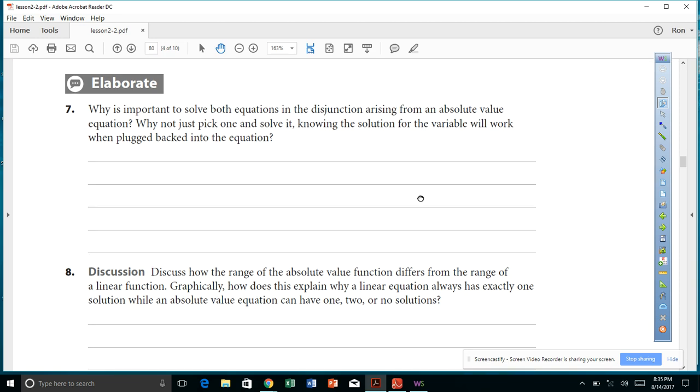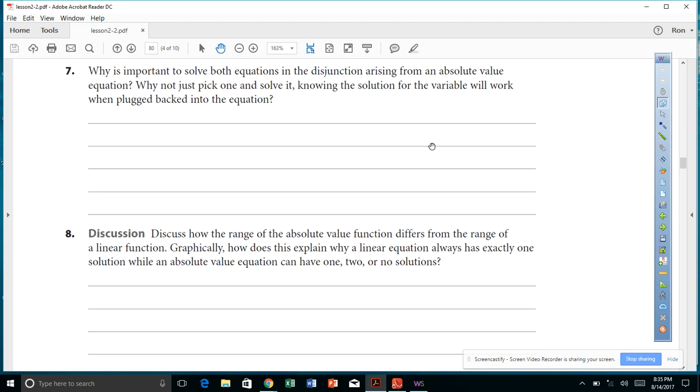Number 7. Elaborate. Why is it important to solve both equations in the disjunction arising from an absolute value equation? The solution to a mathematical equation is not simply any value of the variable that makes the equation true. So why not just pick one and solve it, knowing the solution for the variable will work when plugged back in the equation? Well, supplying only one value that works in the equation implies that it is the only value that works, which is incorrect.